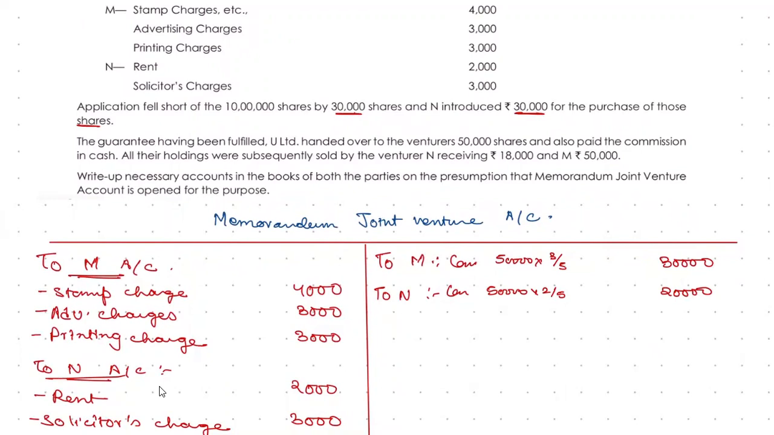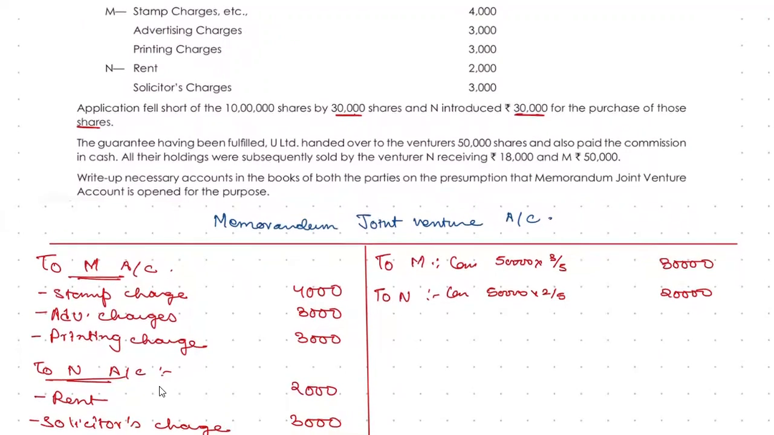Okay. Now see, they have done some sales. Subsequently sold by the venturers. It's nothing but sales. So M has done sales of 50,000. And N sales of 18,000.